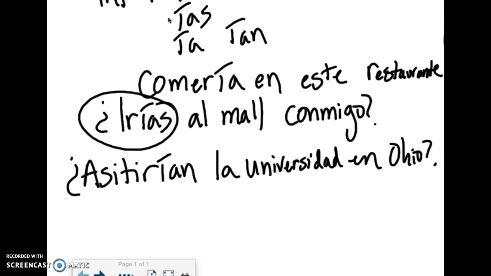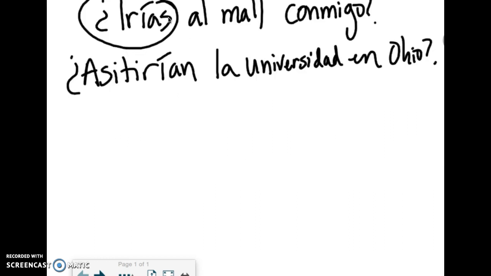Except that there are irregulars. Of course there are. Let's see if you recognize any of these irregulars and how they form. The first one is tener. What does tener mean? To have. And tener becomes tendr-. Uh-oh.